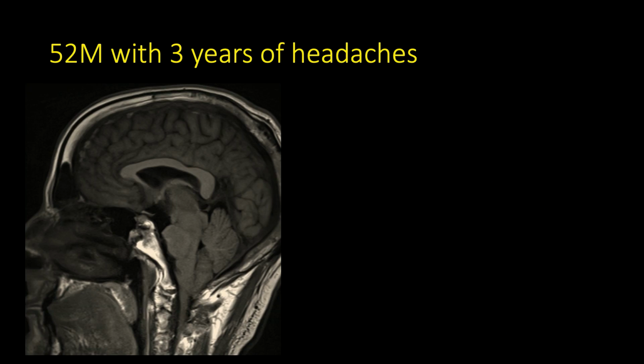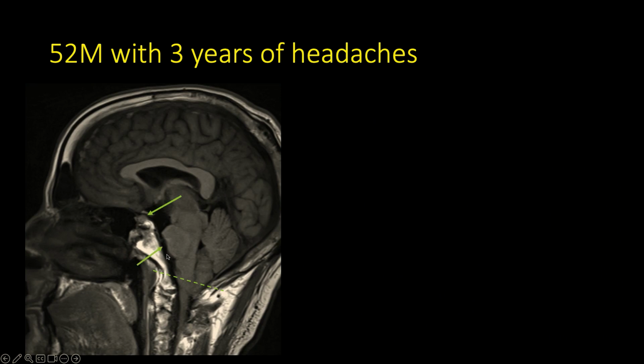So let's look at a couple examples. This was a 52-year-old male with a 3-year history of headaches. On the sagittal T1 MR, look at the tonsils. They're actually quite down and they're peg-like in configuration. So at first pass, you might say, oh, this is Chiari 1 all day long. But no, look at the suprasellar cistern. The chiasm is draped over it.